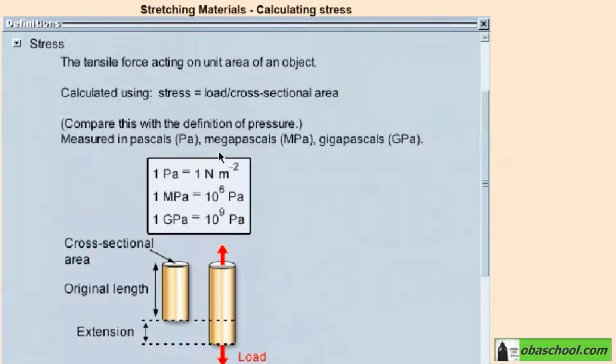It's actually measured in Pascal, megapascals, and gigapascals. And here are the conversions between the units. Let's return now to the virtual lab.